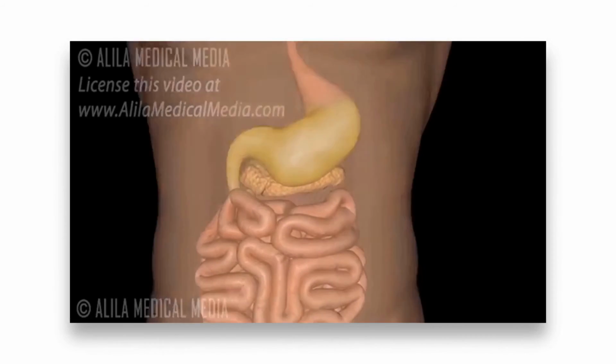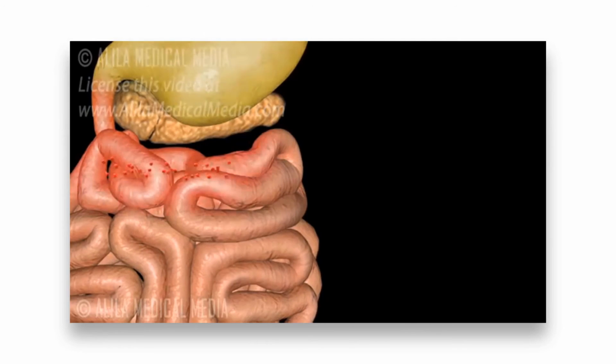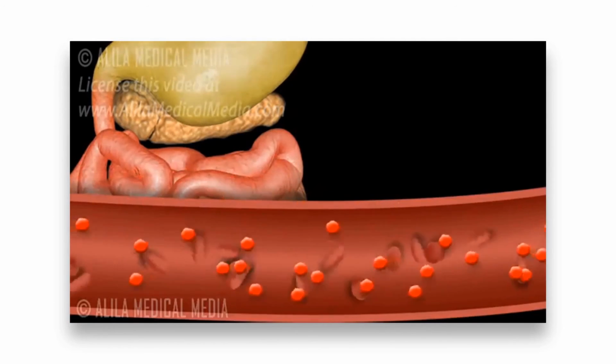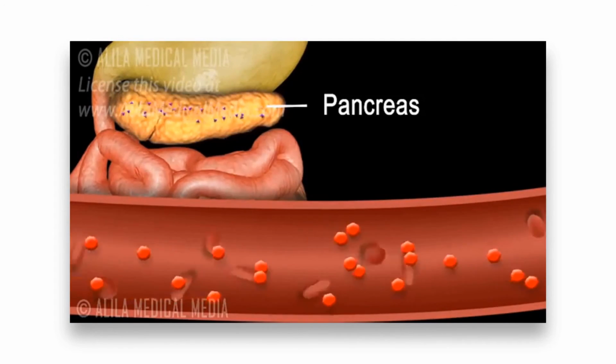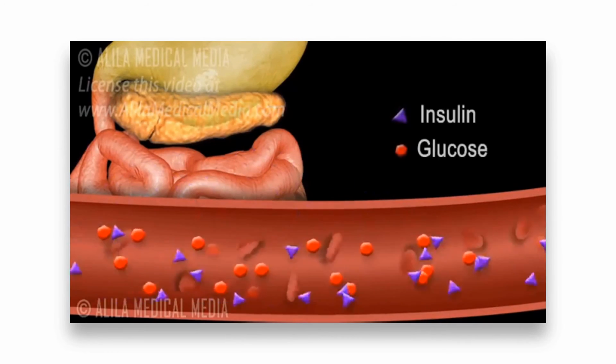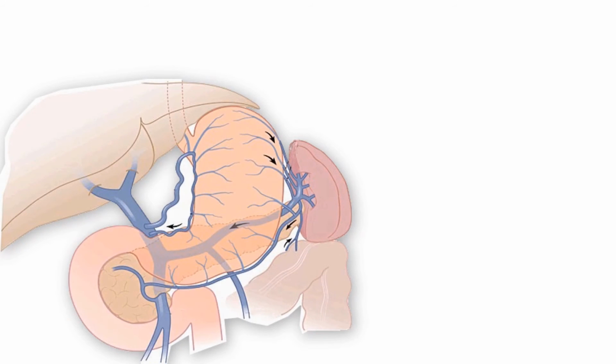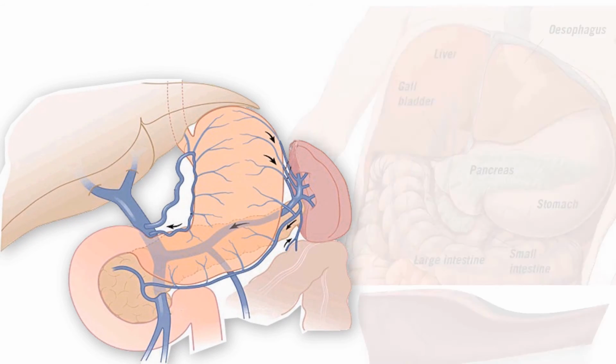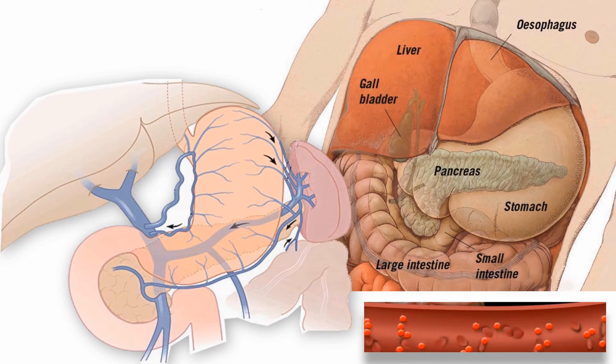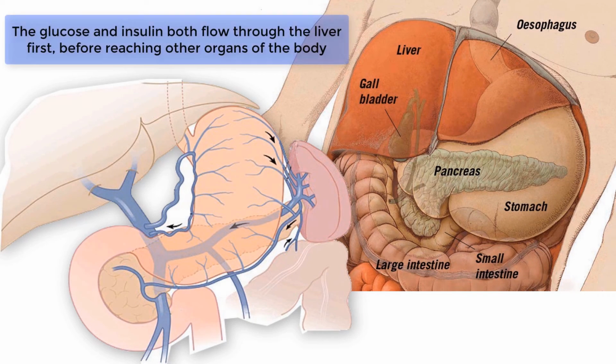After a meal, glucose is continually entering the blood through the veins of the small intestines, causing blood glucose levels to rise. To review from our video on the hepatic portal circulation, all blood from the veins of the digestive tract pass through the liver before going on to the rest of the body. This means that as glucose enters the blood from the intestines, simultaneously insulin enters the blood from the pancreas. The glucose and insulin both flow through the liver first before reaching the other organs of the body.